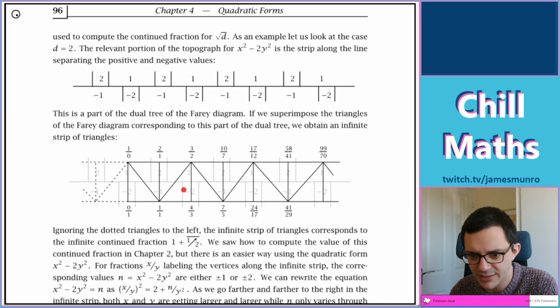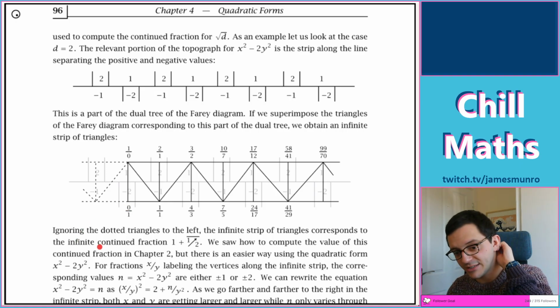This one's very, very symmetric up and down, but it doesn't have to be. There could be more, couldn't there? So this thing with lots of trees down here would be more lines coming up this. Right, okay. Ignoring the dotted lines to the left, the infinite strip of triangles corresponds to the infinite continued fraction of this.